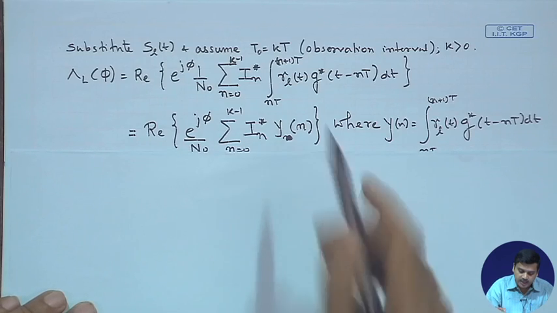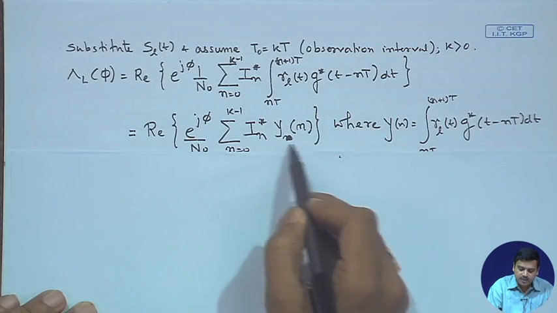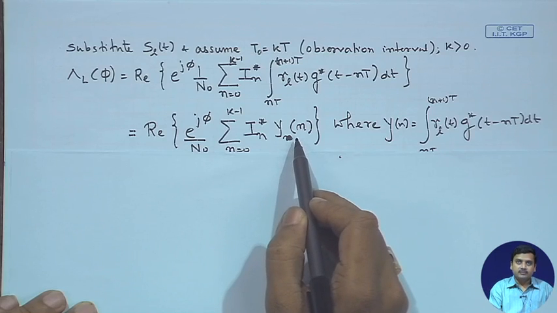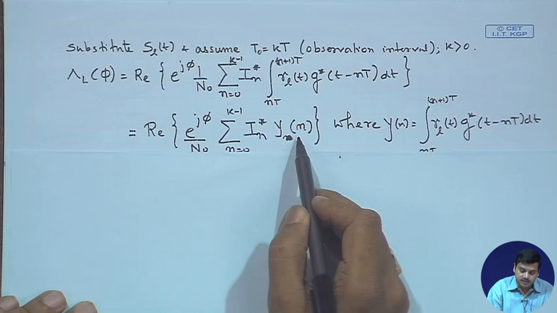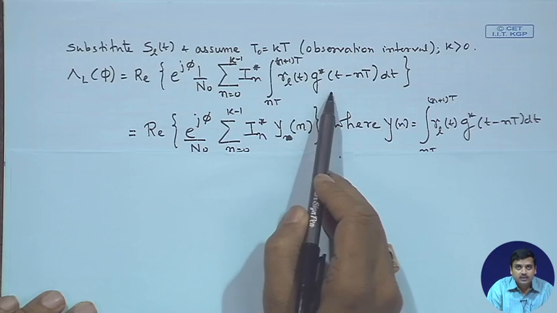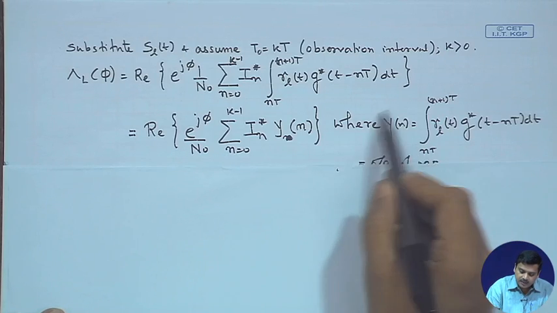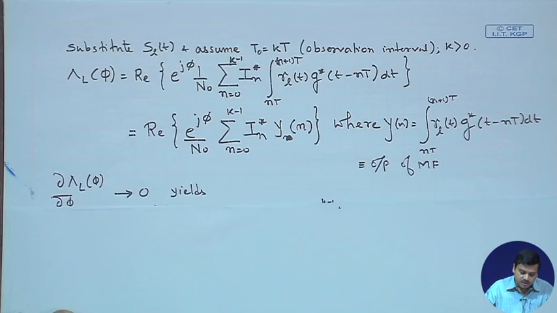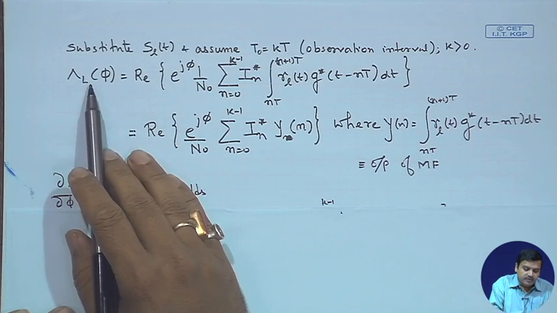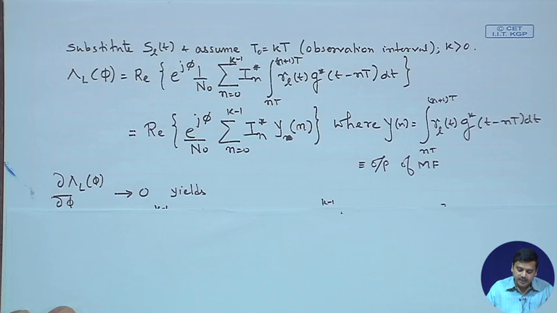So, what you could write this component as is the output of the matched filter, which is the YN. We had a similar situation earlier. So, we are just using our earlier knowledge appropriately by studying the expression, what it means. So, YN is the output of the matched filter. Now, if I take the derivative of the log likelihood function and set it to 0, we can get our receiver.